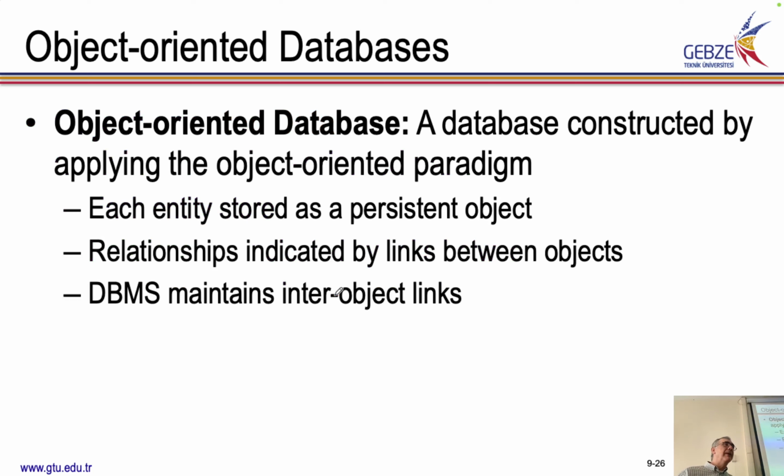But times have changed. The keyword object oriented is cool, so why don't we make an object oriented database? So we make an object oriented paradigm. Instead of writing them in a table, let's put each entity as a separate object. Relationships are indicated by links between objects. The database management system takes care of the links.